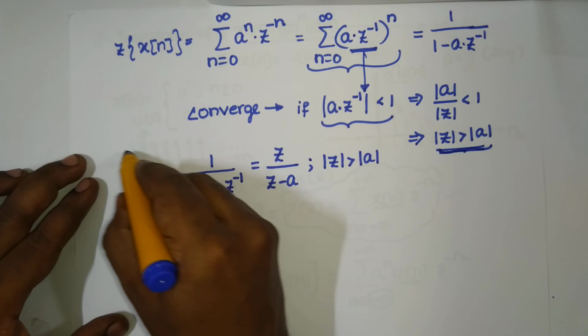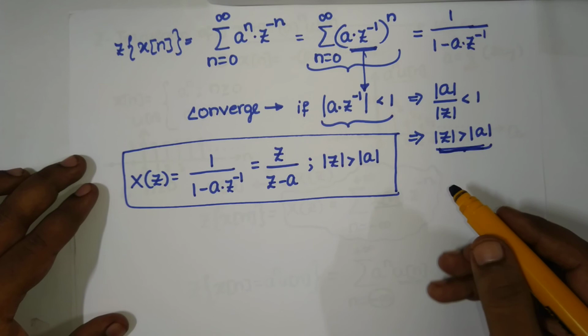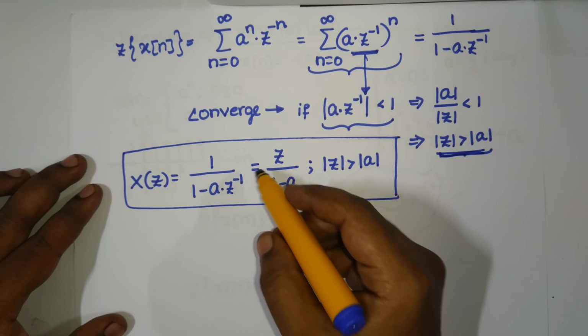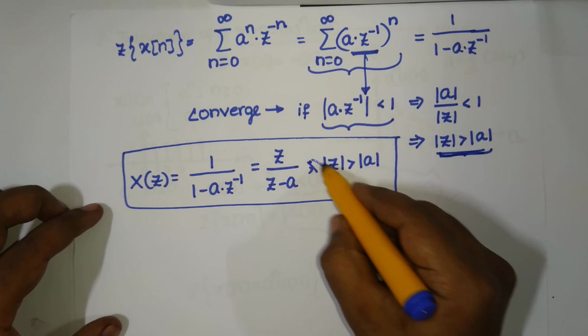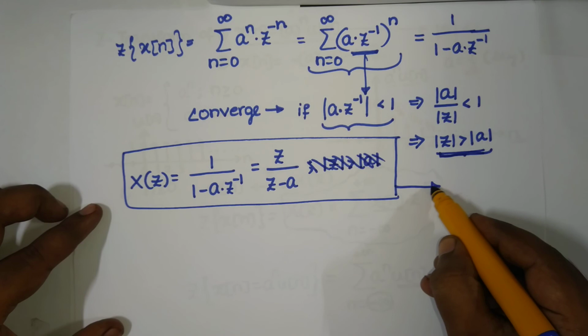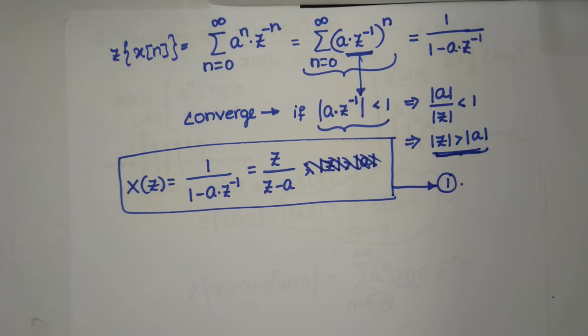Anyways, we will go for the ROC at a later stage, but for now we will try to appreciate this compact closed form of X of z. For now we'll forget about these things. As of now we have this compact form, so designate this one as equation 1 or form 1. Then let me take my next slide.